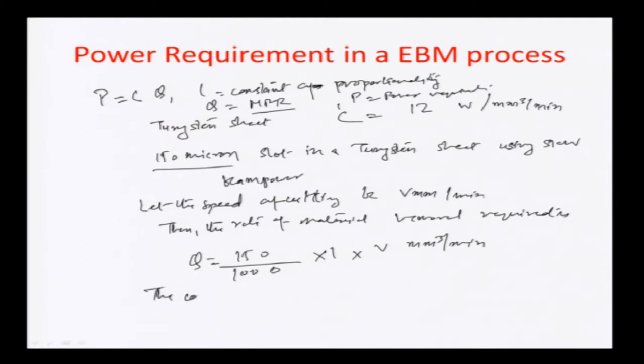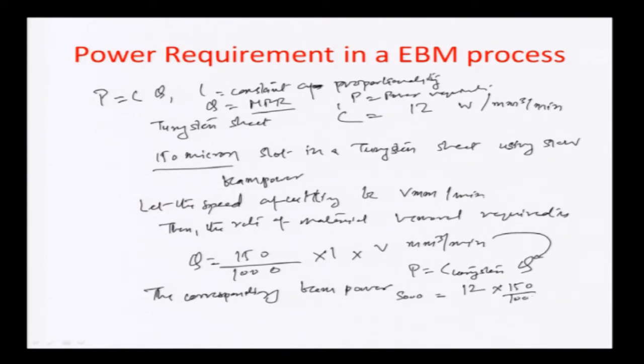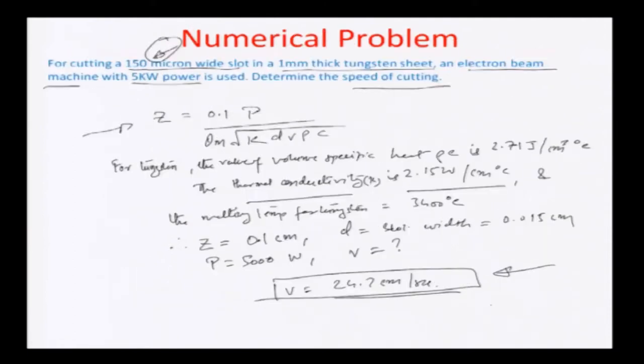The corresponding beam power is given by P equals C tungsten times of the material removal rate Q being estimated above here. And if we assume this power to be 5000 watts as is the case given in the question and the C tungsten to be about close to 12 times of this 150 by 1000 V, we obtain a velocity V of 4.6 centimeter per second. Okay. So, this is much small as you can see in comparison to what we have obtained using dimension analysis and other criteria. So, in general, the actual e-beam velocity of rastering is much more in comparison to the velocity which is predicted by a simplistic equation P equal to C Q.